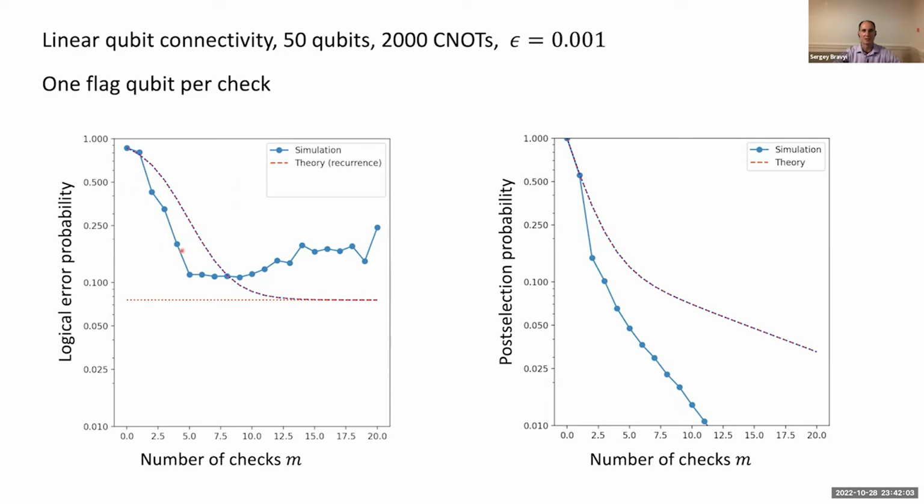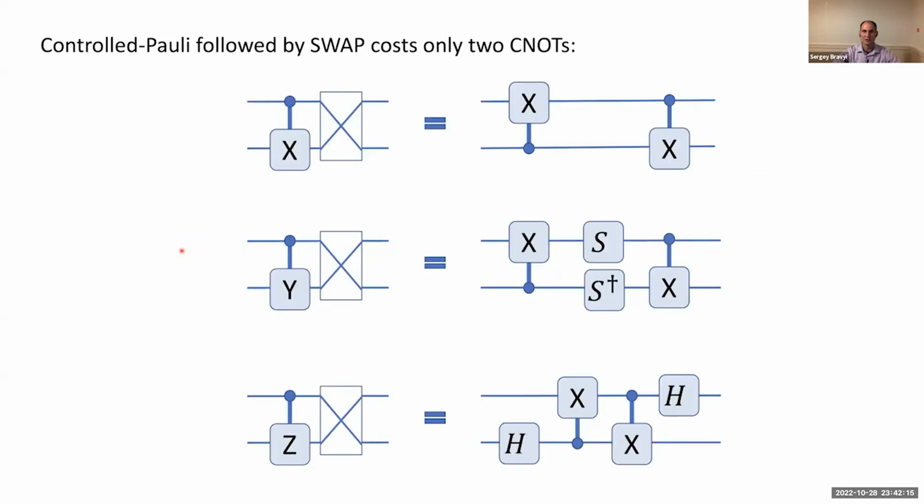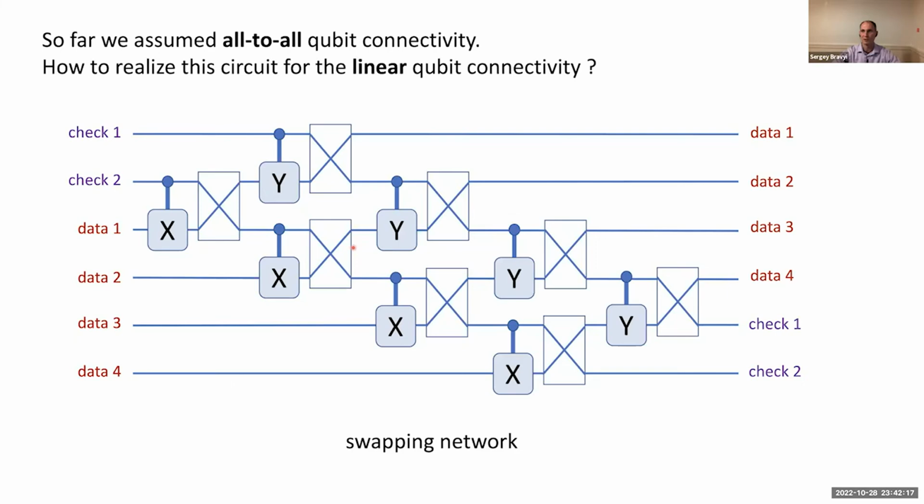But here, the agreement between the theory and numerics is much worse. And this is because the Markov chain model does not work for this swapping network that introduces a lot of correlations between different checks.